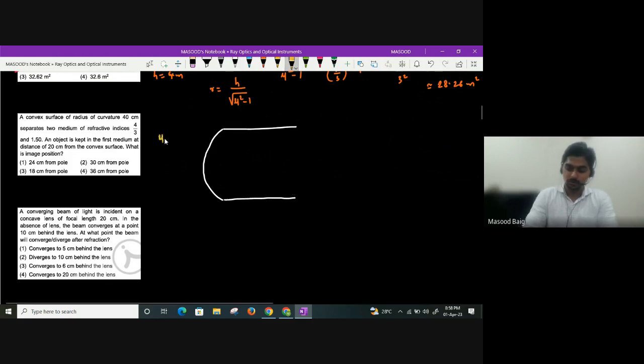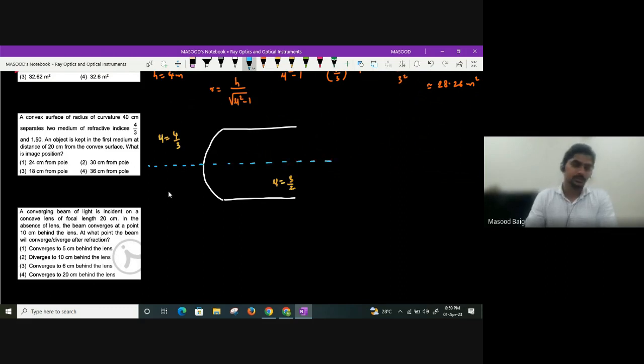A convex surface of radius of curvature 40 centimeters separates two mediums. What is the image position they are asking? Can you solve this question? In the previous case, we did a concave surface. Now we have a convex surface, bulged outward. It is separating two mediums. One of them has refractive index 4 by 3, the other has refractive index 3 by 2. This will be our common principal axis.